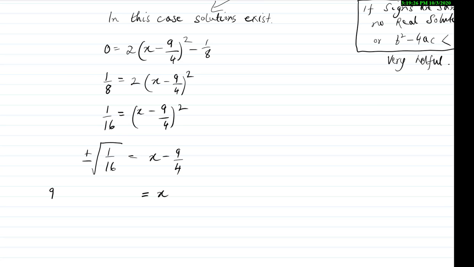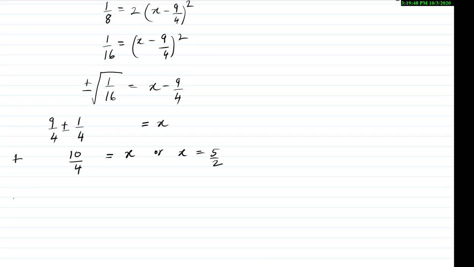Now I'm going to solve for x. So I'll move 9 over 4 to the other side. So it's going to be 9 over 4 plus and minus 1 over 4. And now if I simplify this, this should give me the two solutions. So the first solution with the positive, 9 plus 1 is 10 over 4, which simplifies to 5 over 2. And then of course I take the negative, which will be 9 over 4 minus 1 over 4, which should give me 8 over 4. And that should be equal to 2. So this is using the turning point form.